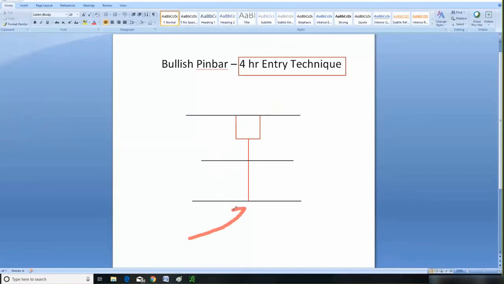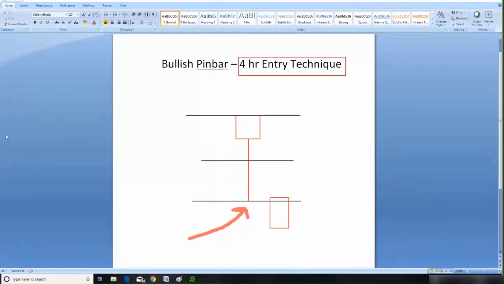If price closes below this low, then this signal is no longer valid, okay? Because this bullish pin bar is an indication that price should be going up. So if price closes below this pin bar low, this signal is no longer valid, okay? So that's why I marked the low. Second thing is I mark the middle.